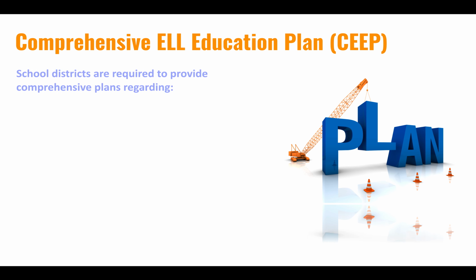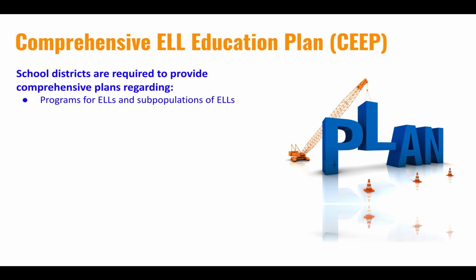Every year, districts have to either complete a comprehensive ELL education plan or check off an assurances page that they are still meeting all of the Part 154 requirements. This comprehensive ELL education plan is completed through the NYSED business portal, usually by an administrator. But in the comprehensive ELL education plans, it addresses programs for ELLs and subpopulations of ELLs.